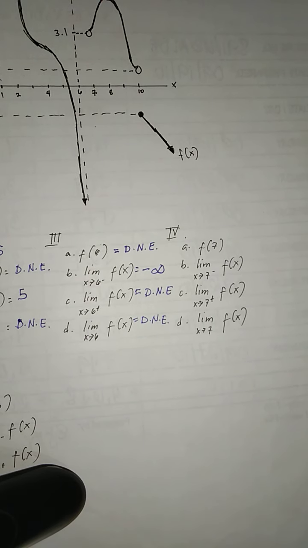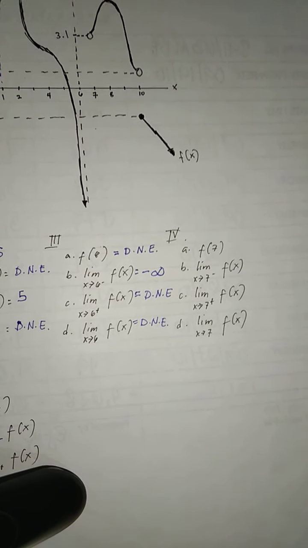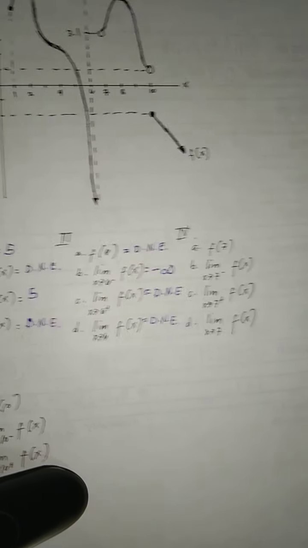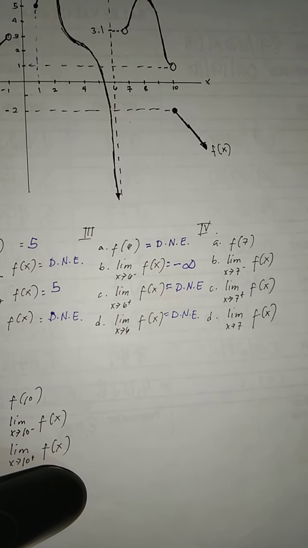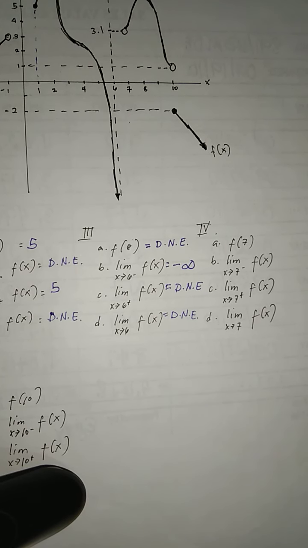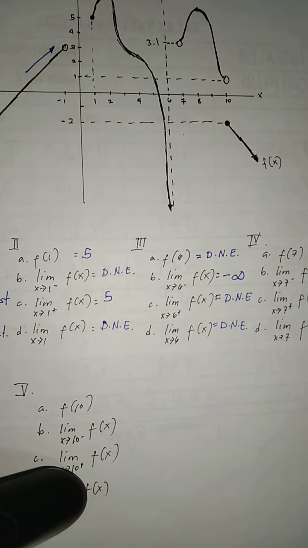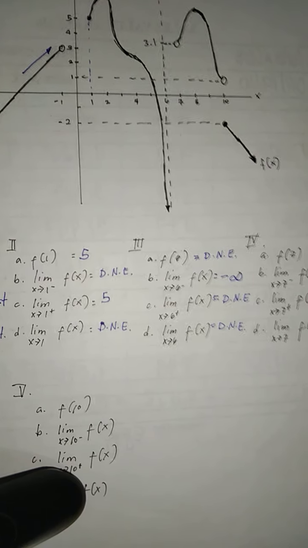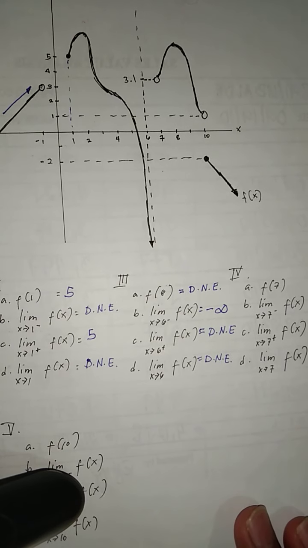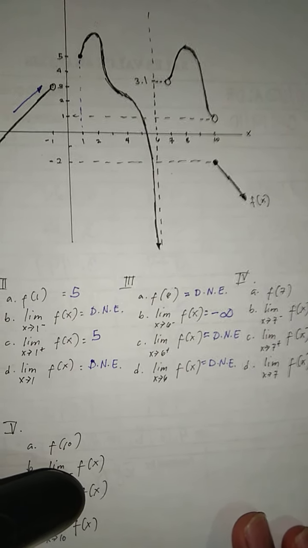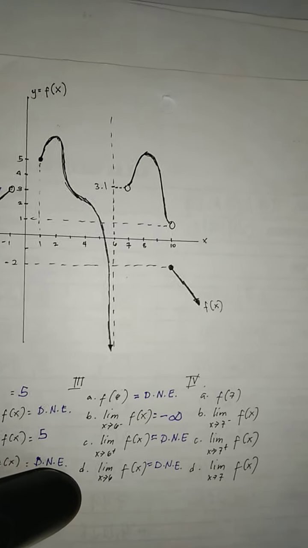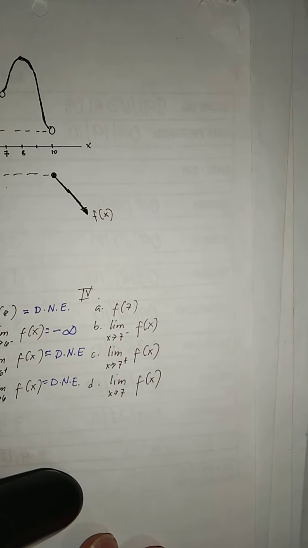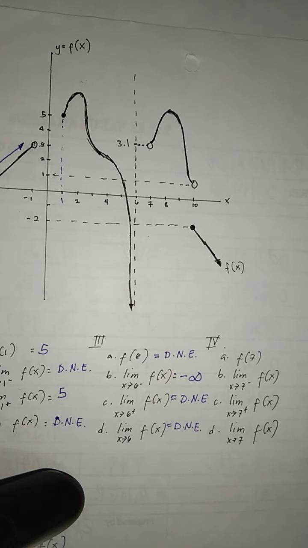By the way, in case both B and C agreed to a value, say for example 5, then our answer for the two-sided limit is also equivalent to the agreed value, which is also 5, in case they meet. Okay, so for number 4, we'll take a look at 7.